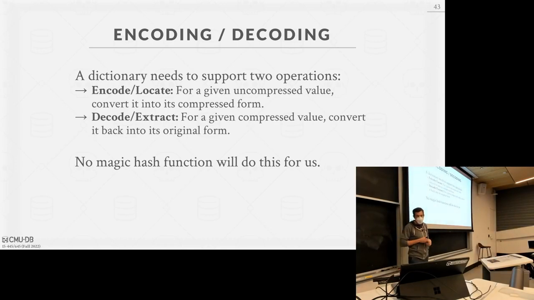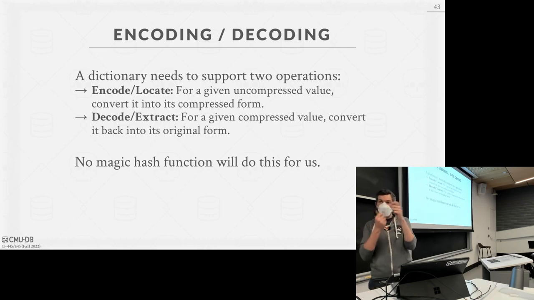Here's your answer, right? So we need to support encode and locate. So that's my first example where I could take the original string and convert it into a dictionary code. But then, as you said, we've got to go back, because we need to be able to potentially produce, for a dictionary code, the original form. In some cases, we need to do that. The other thing is that the hash function is not going to preserve the order of the original values in the dictionary codes themselves, because it's going to end up being random.